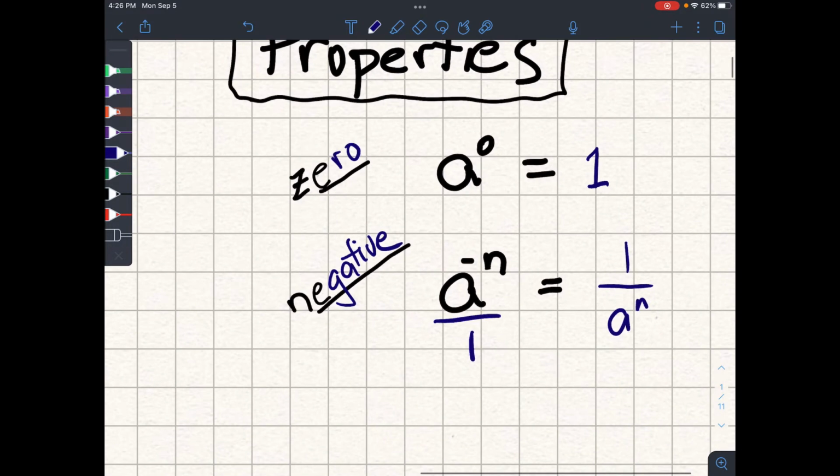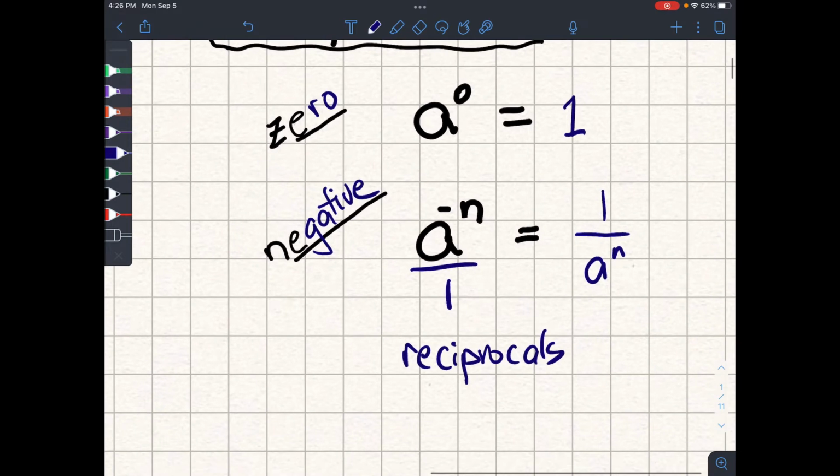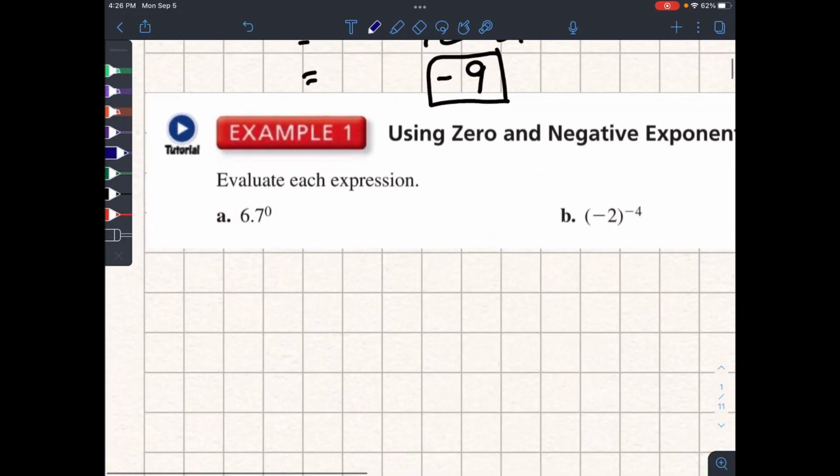So I don't know if you remember an idea called reciprocals. So a negative exponent can be thought of as a reciprocal because, for example, 2/3, the reciprocal of that is 3/2. So if I take something to the negative 1 power, it's going to flip it, right? So for example, and we'll do some examples of this in just a moment, like 4 to the negative 1. Well, what's the reciprocal of 4? Well, it's not a fraction, so make it a fraction. And now the negative exponent will turn it into 1/4. All right, negative exponent. Here's some examples.